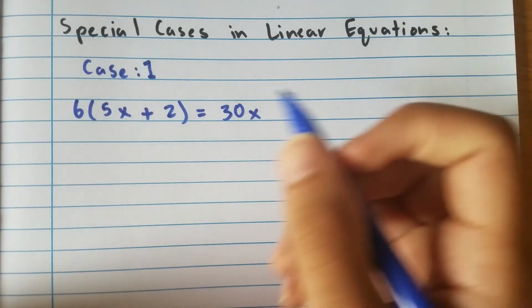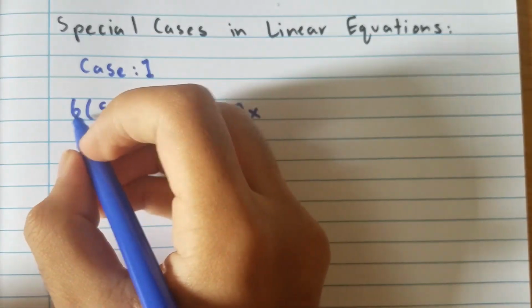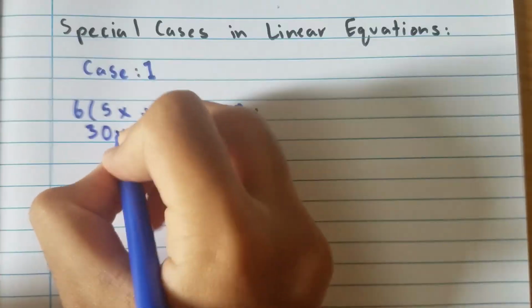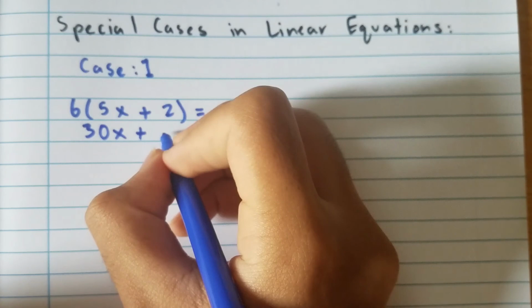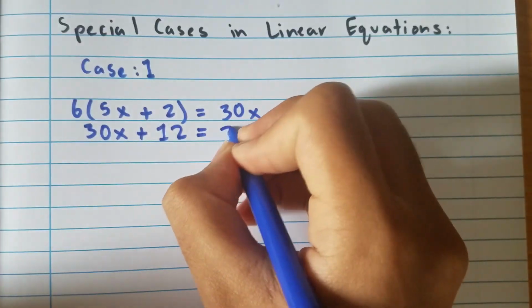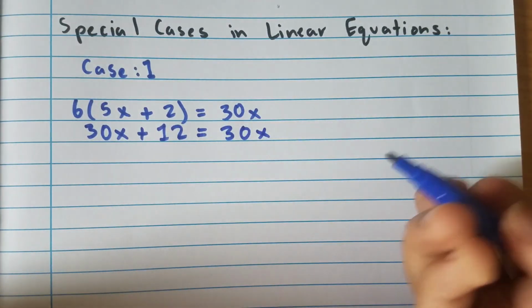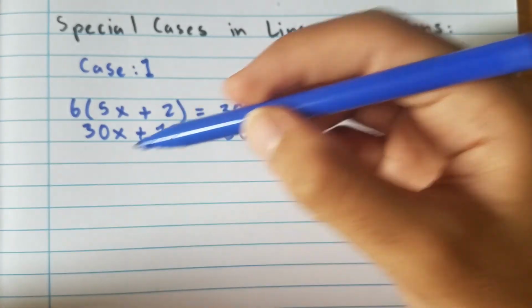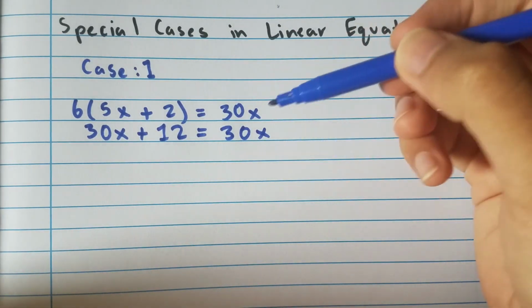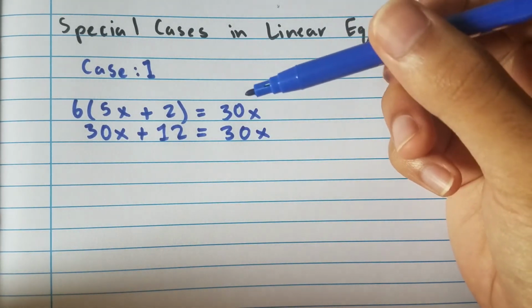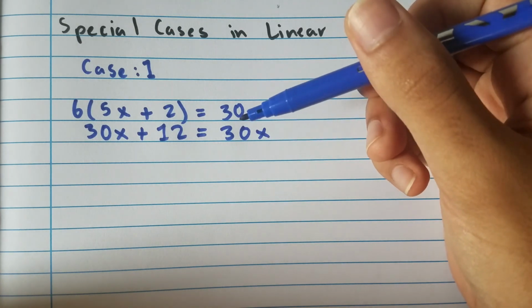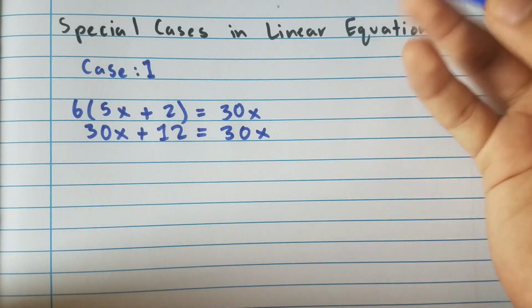So if we apply the distributive property, we get 6 times 5x, which is 30x, plus 6 times 2, which is 12, equals 30x. And then we can just remove the variable from one side and move it to the other side. And then we just use the division property to get x by its own. But that's not the case.